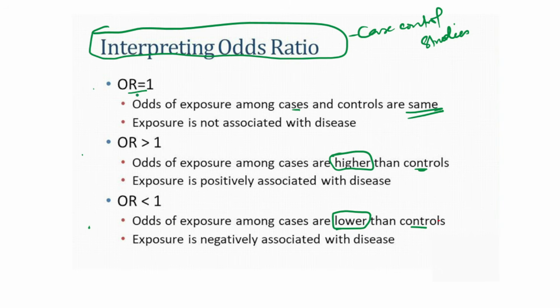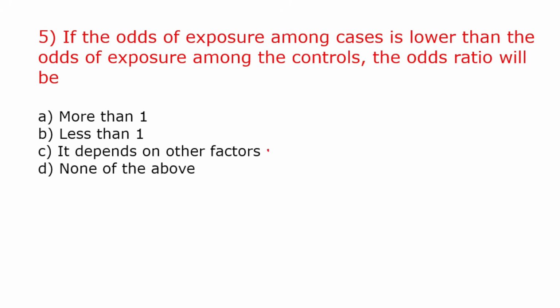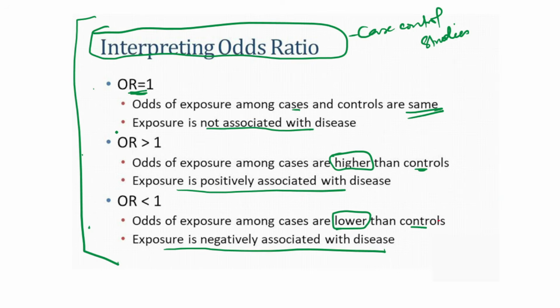Also to mention that if the odds ratio is equal to 1, then the exposure is not associated with the disease. If the odds ratio is more than 1, then the exposure is positively associated with the disease. And if the odds ratio is less than 1, then the exposure is negatively associated with the disease. So I request all the students to please be perfect with interpreting odds ratio, because one question can be asked from this chart itself. Please remember the question, our answer, less than 1, and also this chart and the interpretation of odds ratio.